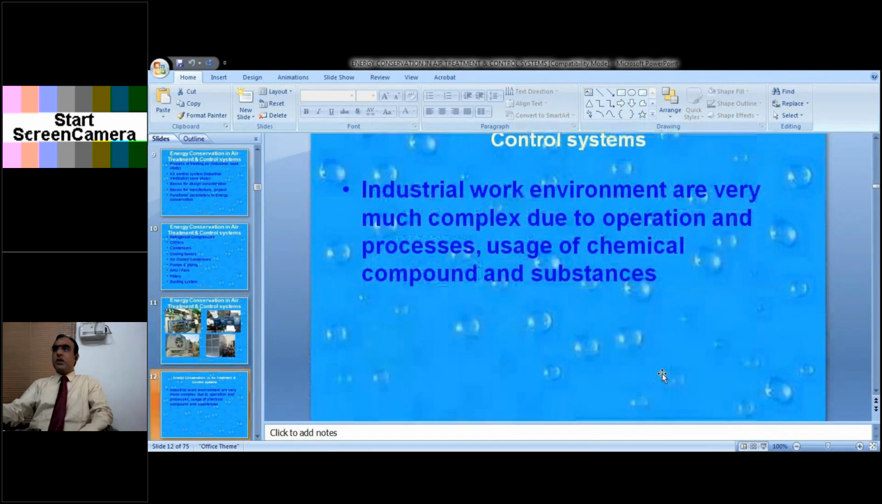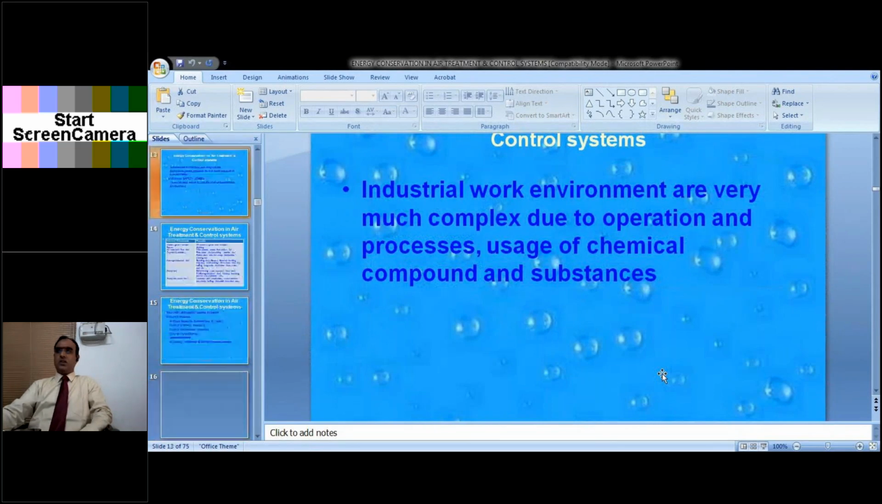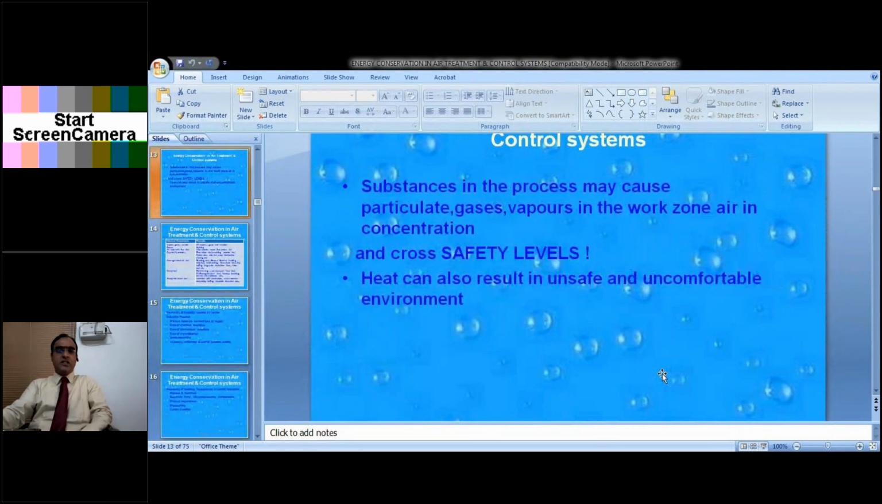Industrial work environments are very complex due to the operation process and usage of chemical compounds and substances. Substances in the process may release particulates, gases and vapors into the work zone air in concentrations that may cross the safety level. Heat can also result in an unsafe and uncomfortable environment.